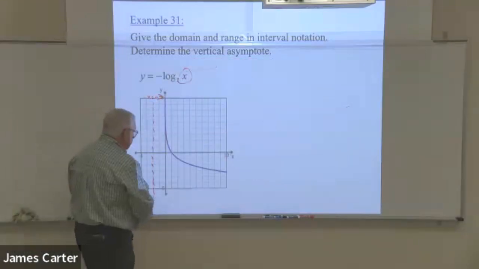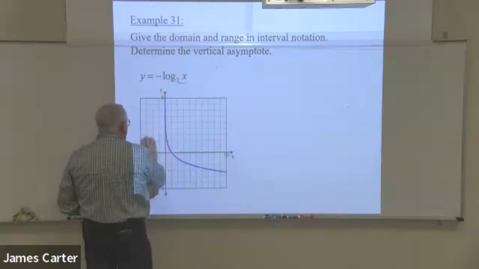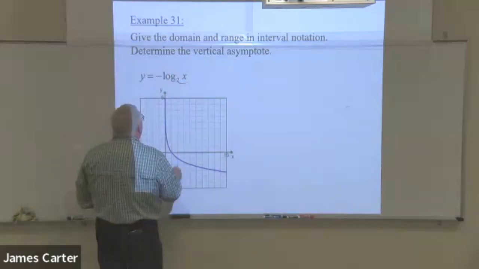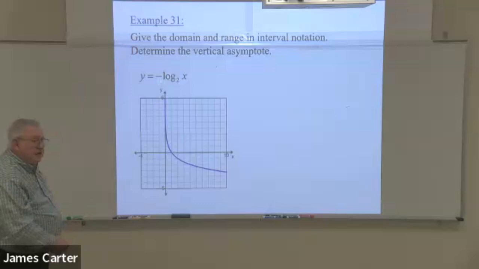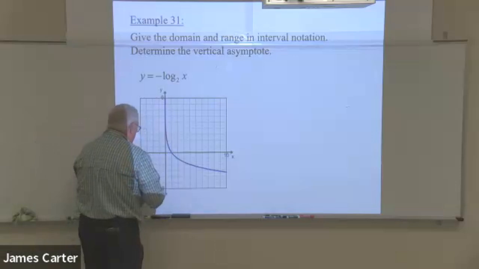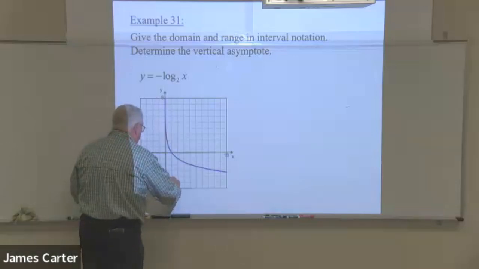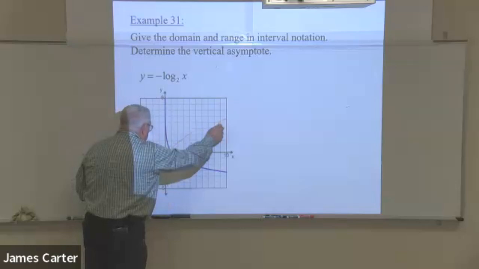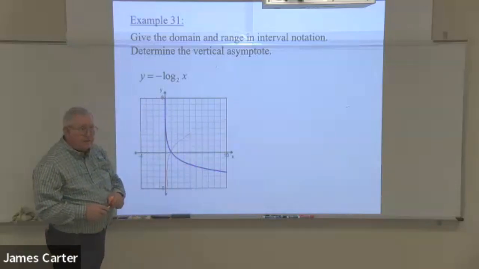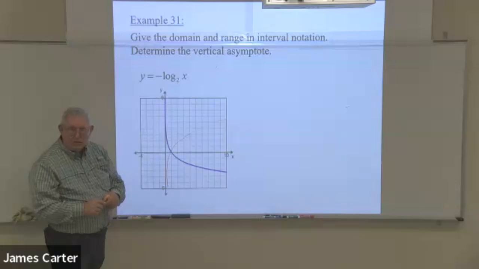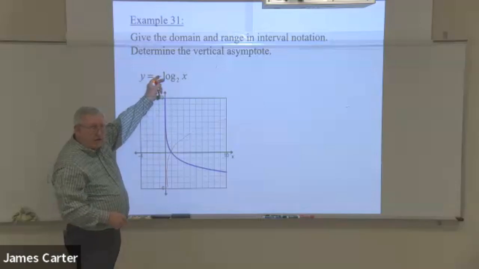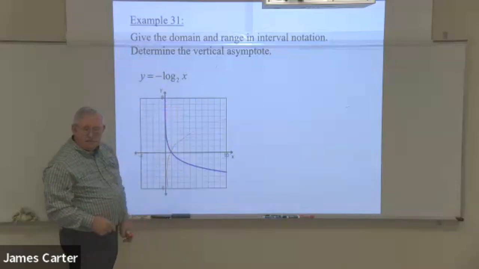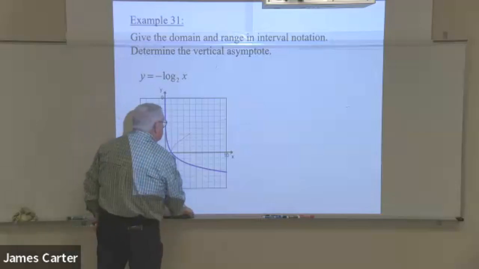Okay, let's look at this one. See that negative right there? That's going to flip it from being this way to being that way. Anytime you have a negative in front of the whole thing, it flips it across the x-axis.